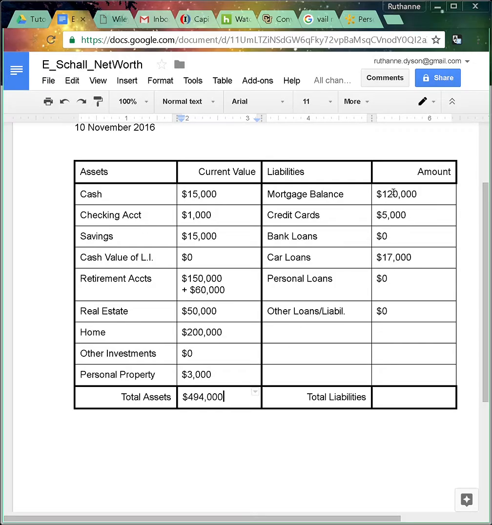And then we're going to go over here to our current liabilities, or our total liabilities, and we've got 120 plus 5 plus 17. So that's going to be 125 plus 17 is going to be 142. So he has total liabilities totaling 142,000.